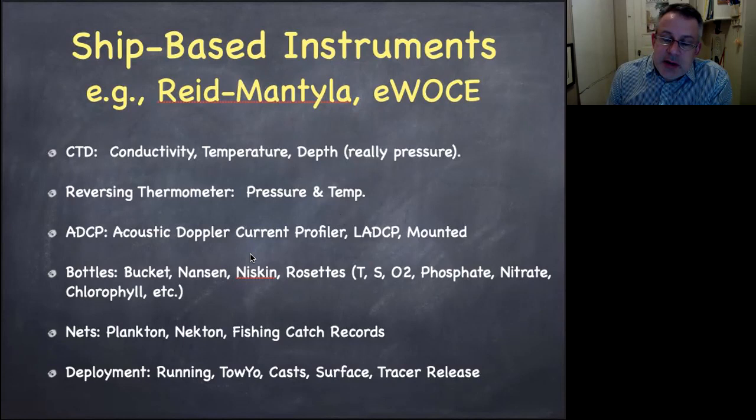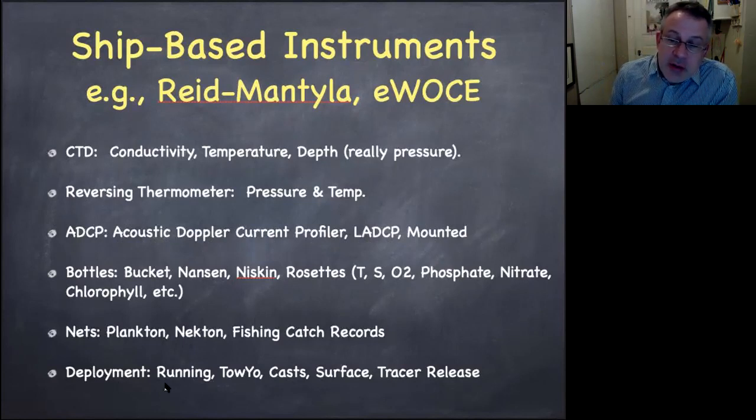We talked about the reversing thermometer. We talked a little bit about acoustic Doppler current profilers. That's the idea that you bounce sound off of moving particles in the water. It could also be lowered, an ADCP, or it could be mounted on something like a buoy. There are lots of different bottles. Bring up some seawater, measure stuff in it. Lots of different nets, catching things.